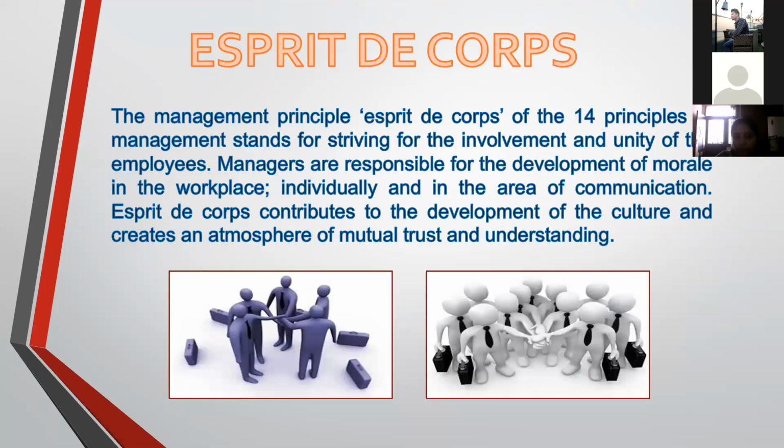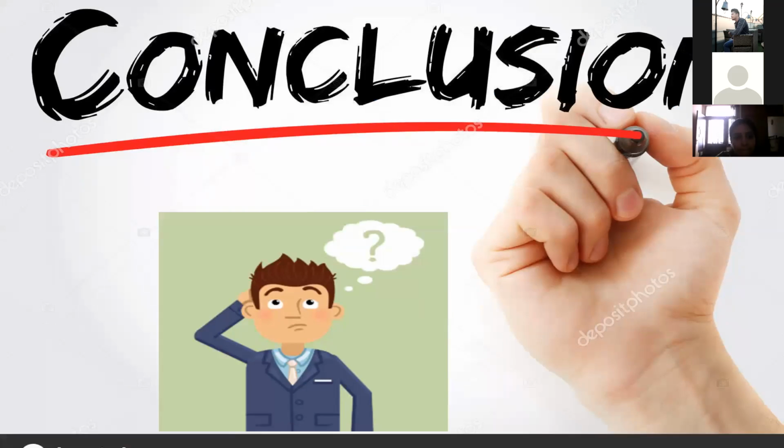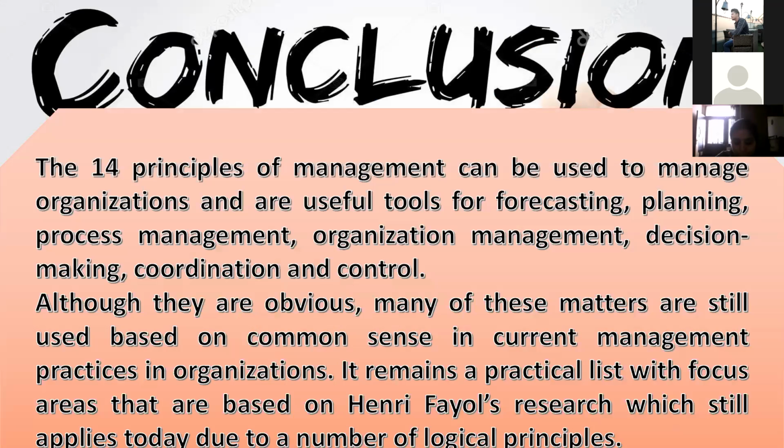togetherness and teamwork. Let me conclude all of the principles explained by my teammates. Fayol credited his success as a manager to the method he used rather than to his personal qualities. He felt strongly that to be a successful manager one had only to understand the basic managerial functions, planning, organizing, leading and controlling, and apply certain management principles to them.